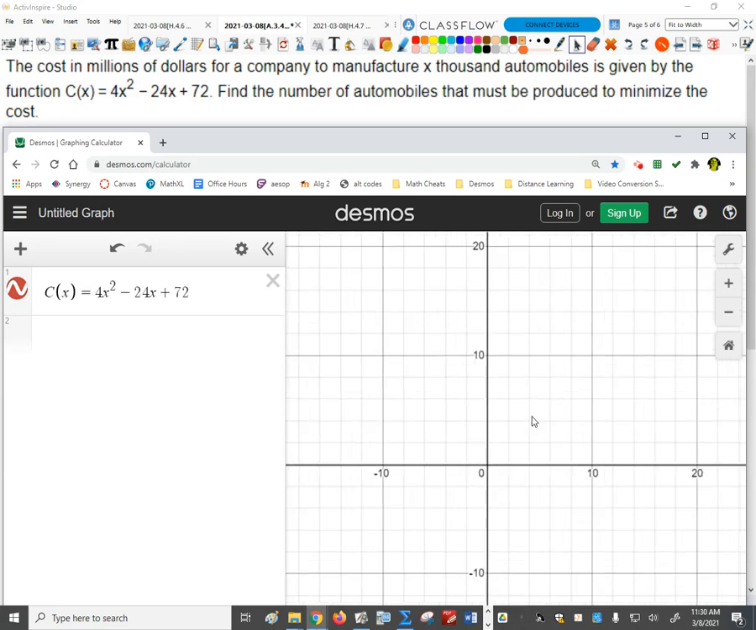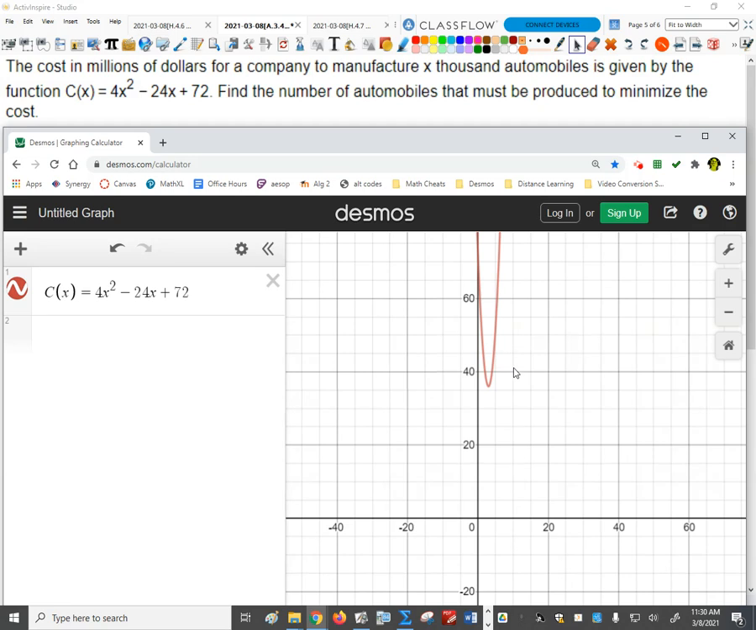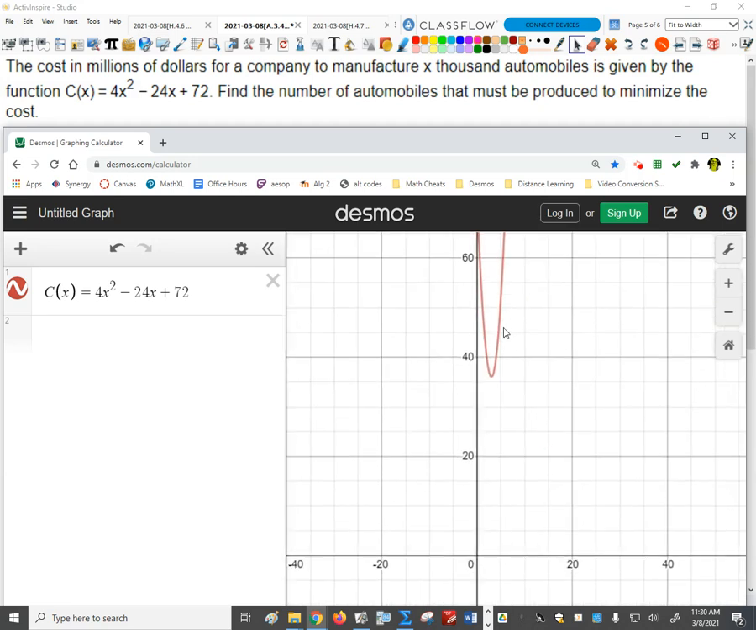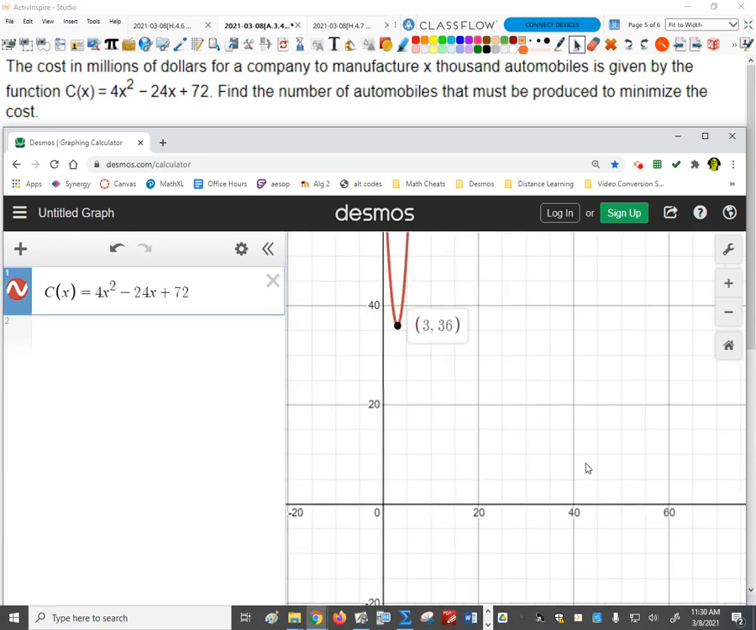Okay, and if I just zoom out a little bit from my home screen, I'm not going to make this parabola look really good here. I can see that it is a parabola that opens up, and I can see the coordinates of the vertex are (3, 36), right? That tells me everything I need to know, doesn't it?